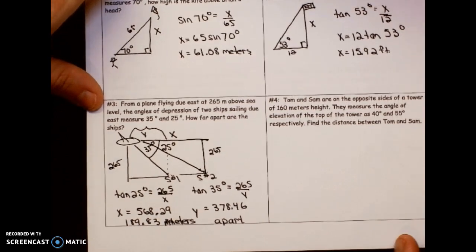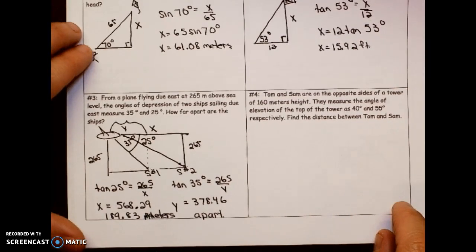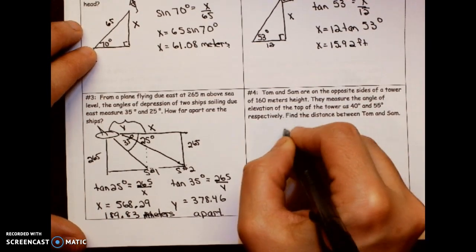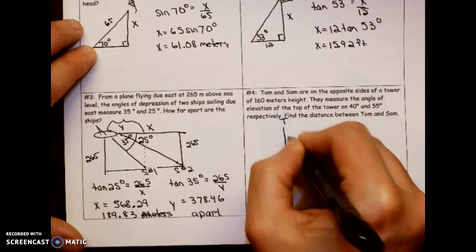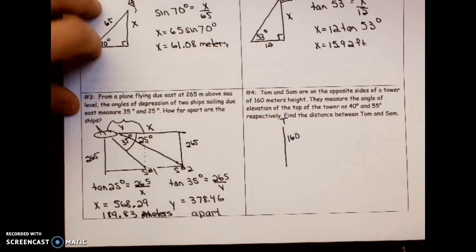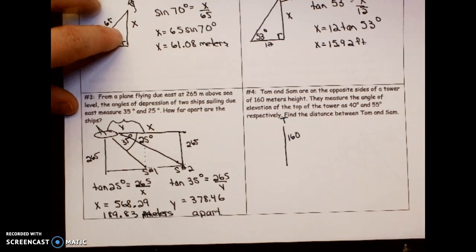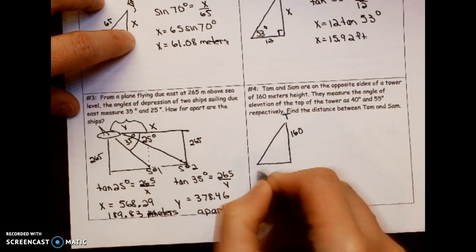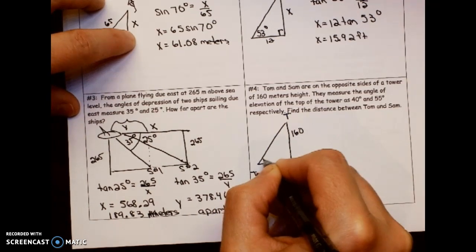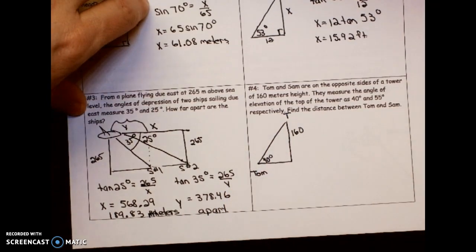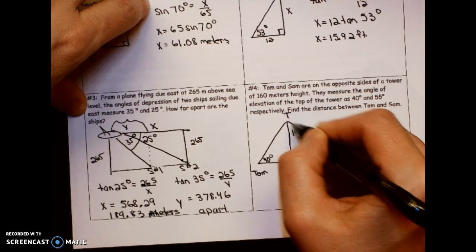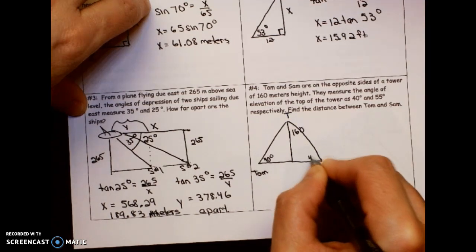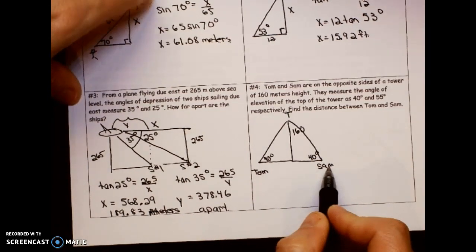Let's take a look at number 4. It says Tom and Sue are on opposite sides of a tower, so I'm going to label this my tower. It's 160 meters high. They measure the angle of elevation as 40 and 50 degrees respectively. So we have Tom here, and when he looks up, he sees the tower at a 40-degree angle. When Sue looks up, she sees a 50-degree angle, and we want to find the distance between them.